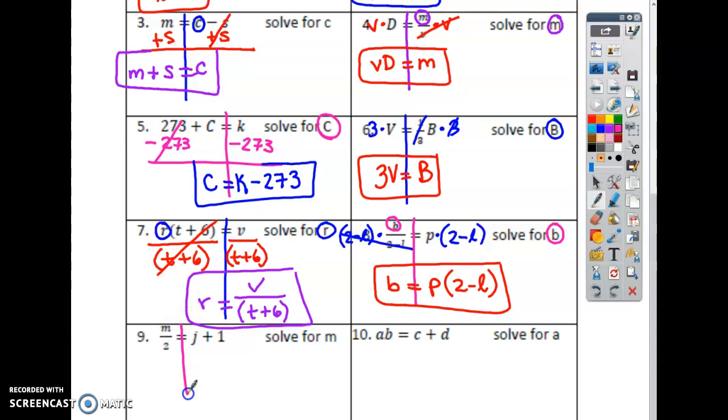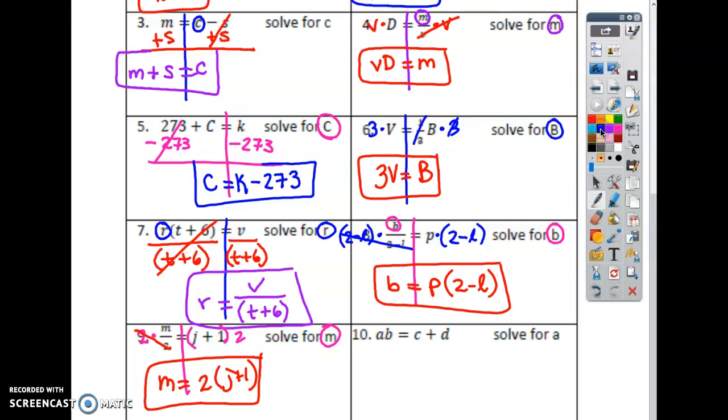Number 9, I'm solving for m. What is m doing? It's dividing. So what's the opposite of divide? Multiply. I'm going to multiply both sides. Put parentheses here because the whole thing needs to be multiplied by 2. Okay? Because I'm trying to get rid of the 2. If you don't know what to multiply or divide by, it's the one that you're trying to get rid of. So I'm trying to get rid of that one. That's why I have to multiply both sides by that. So now that leaves me m equals, when I multiply these two, just put the 2 in the front. So it's 2 parentheses j plus 1. Okay? And you can just leave it like that. You don't have to distribute anything.